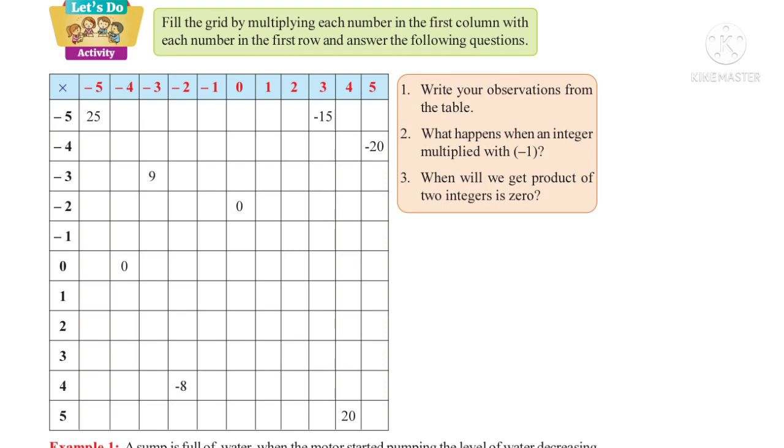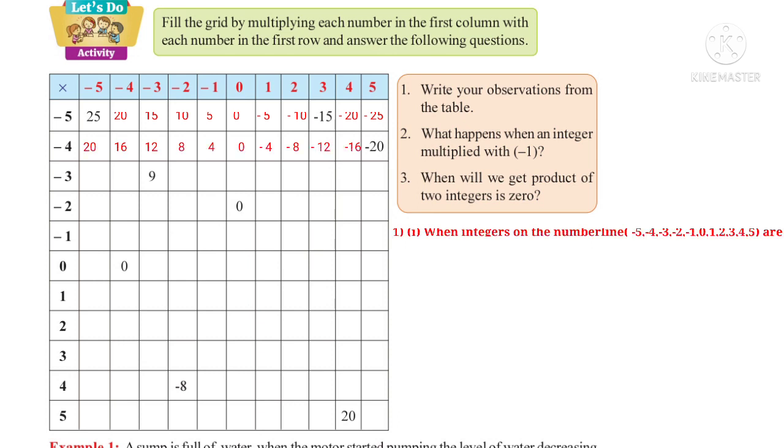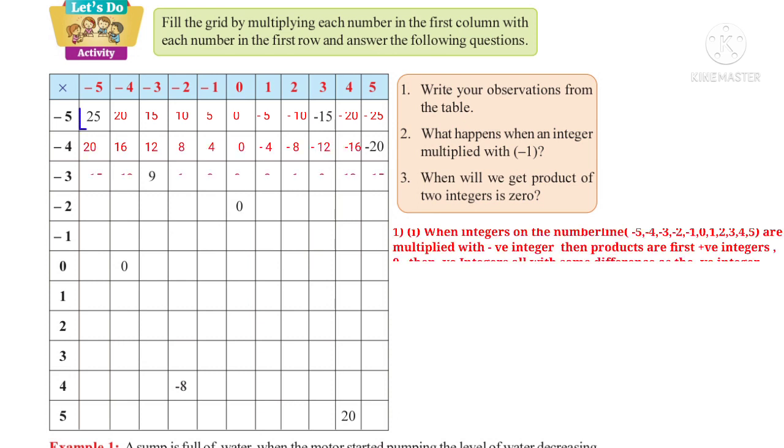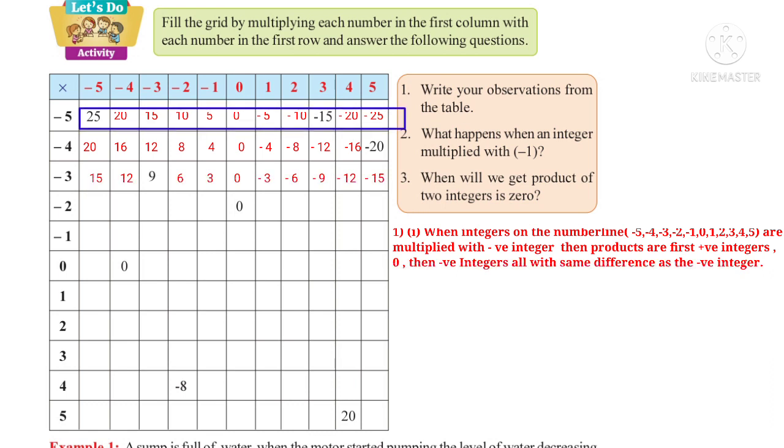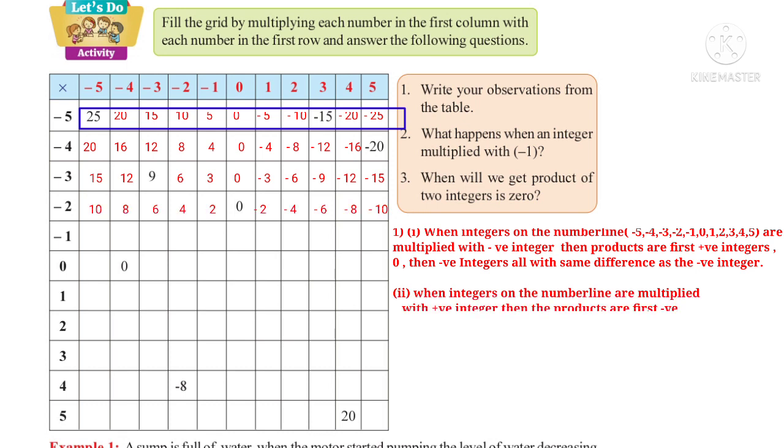Now fill the grid by multiplying each number in the first column with each number in the first row and answer the following questions. Number 1. Write your observations from the table. First point. When integers on the number line are multiplied with a negative integer, then the products are first positive integers, then 0 and then negative integers. And the difference between any two integers is the same as the negative multiplied negative integer.